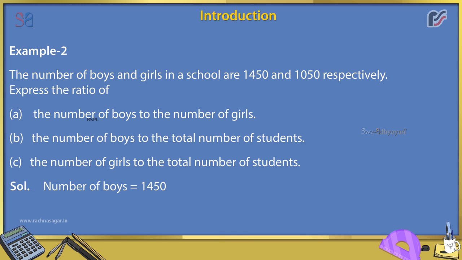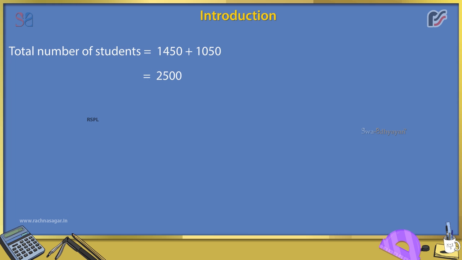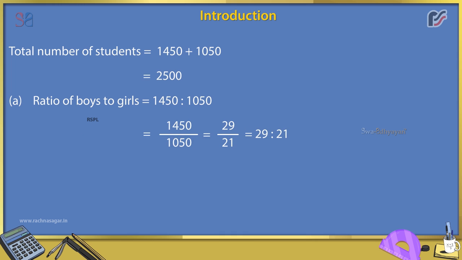Solution. Number of boys is equal to 1450. Number of girls is equal to 1050. Total number of students is equal to 1450 plus 1050, which is equal to 2500. A. Ratio of boys to girls is equal to 1450 is to 1050, which is equal to 1450 by 1050, which is equal to 29 by 21, which is equal to 29 is to 21.